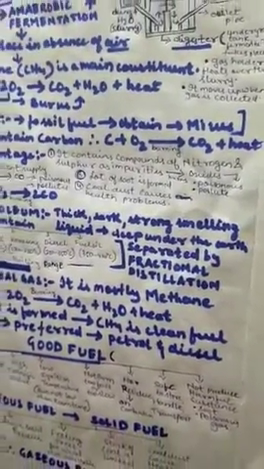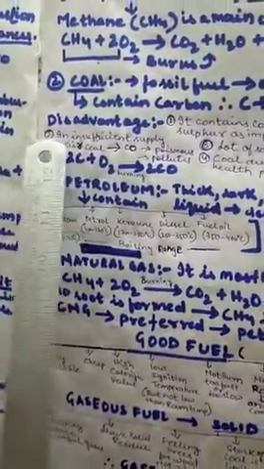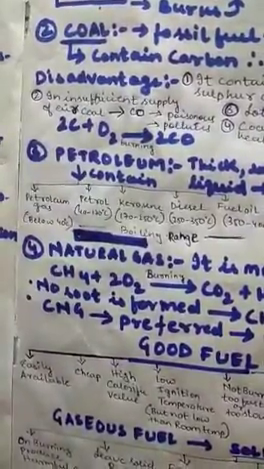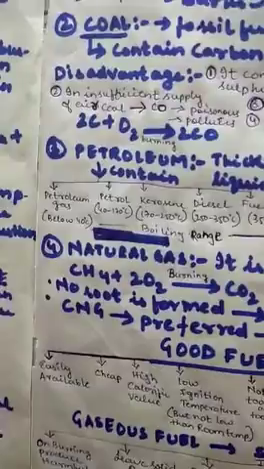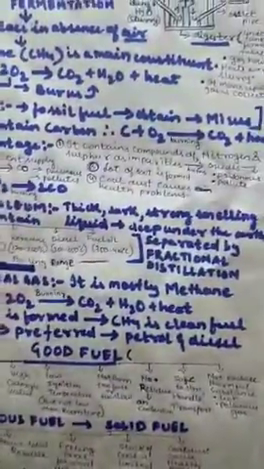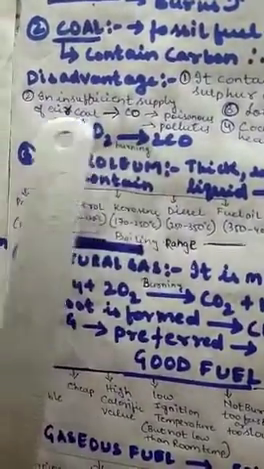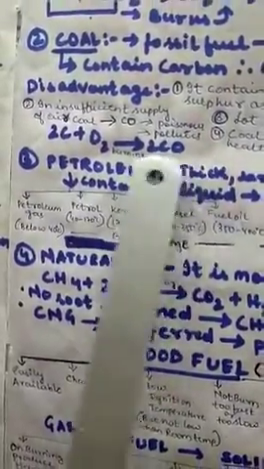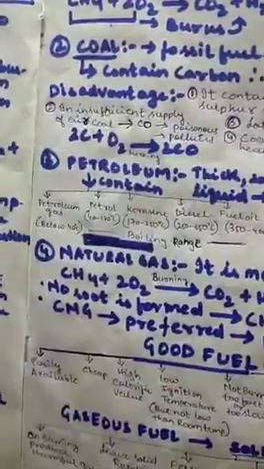Now we will see the next disadvantage, insufficient supply of air. When coal is fully burnt, carbon dioxide and heat are produced. When there is insufficient supply of air, that is oxygen, carbon burns to produce carbon monoxide. We all know that carbon monoxide is poisonous and it pollutes the environment.